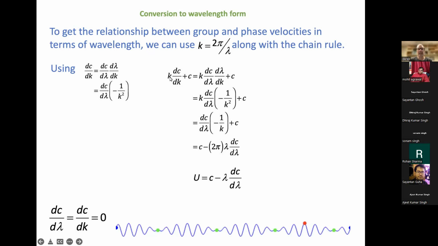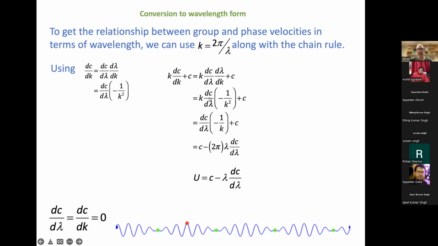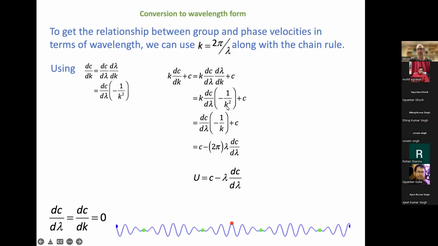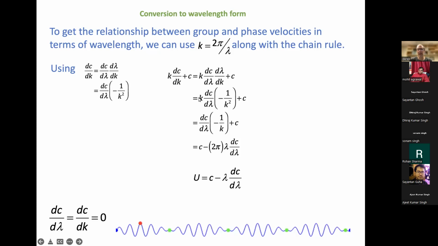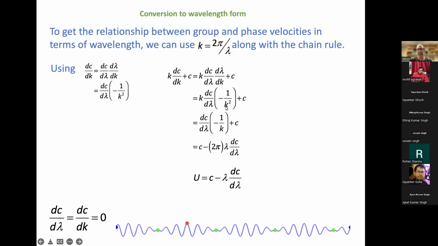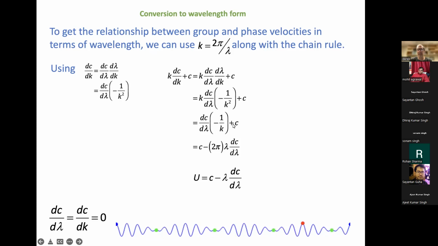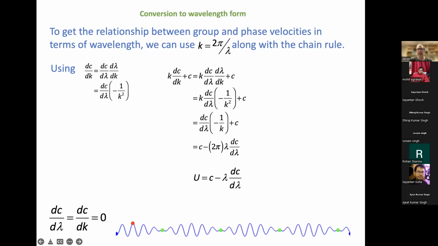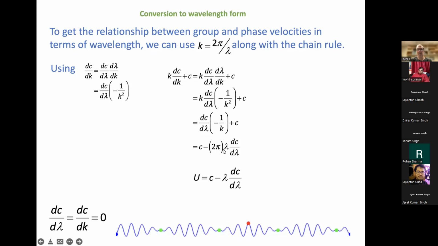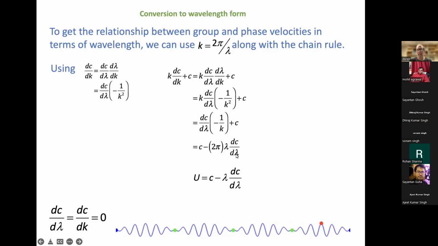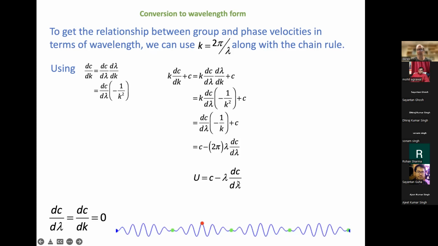And then we can say k dc/dk plus c equals k dc/d lambda times minus 1 over k squared plus c. And then we can multiply the outer k and the inner k to get dc/d lambda times minus 1 over k plus c. And we can rewrite that as c minus 2 pi lambda dc/d lambda, or big U, the group velocity, equals c minus lambda dc/d lambda.